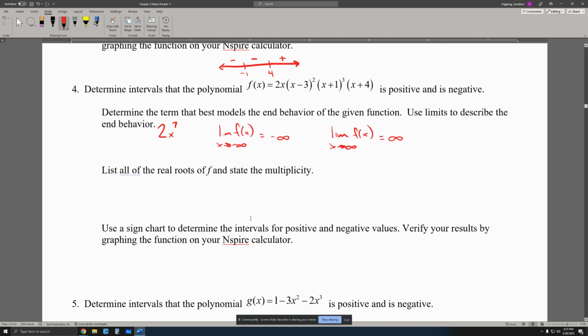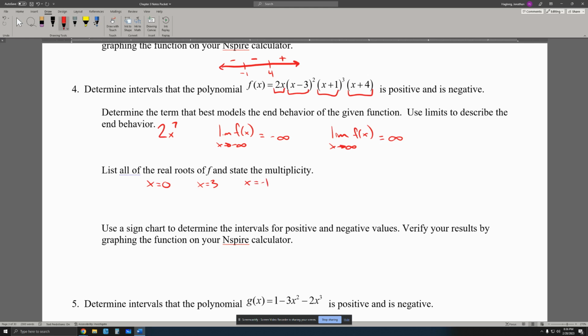So the real roots of f and stating multiplicity, well, we look at each of the factors. So we've got that x minus 3, x plus 1, and x plus 4, but don't forget that first factor as well. That has a variable in it as well. So that 2x is a factor, and that yields the solution x equals 0. Remember the zero product property, set all the factors equal to 0. So then we also get x equals 3. We get x plus 1 equals, or you know what, let's go ahead and solve. We have x equals -1.